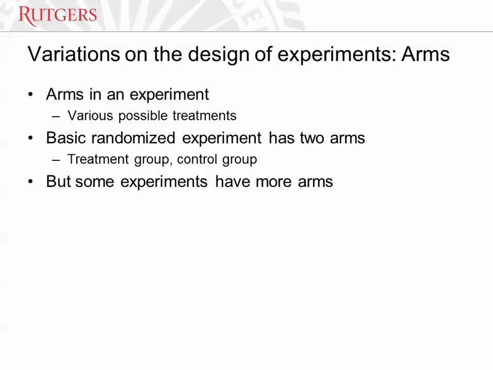But some studies have many arms. You can look at 3 or 4 versions, let's say, of a job training program, and compare that to a control group. So there can be multiple arms to an experiment.